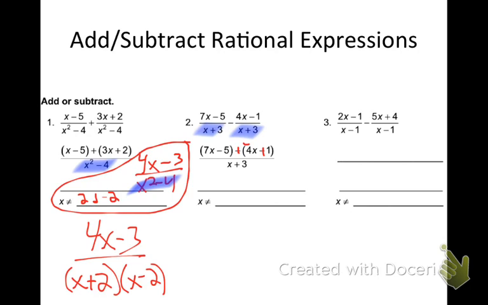And now I take 7x minus 4x, and I get 3x. Negative 5 plus 1 is negative 4. All over x plus 3. And now x cannot equal what value, Jack?